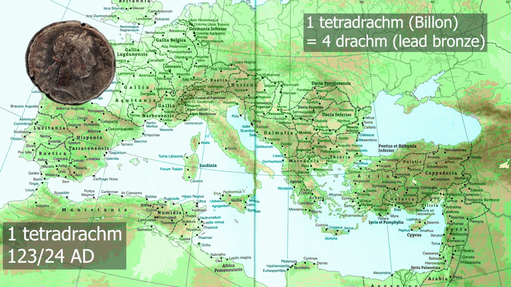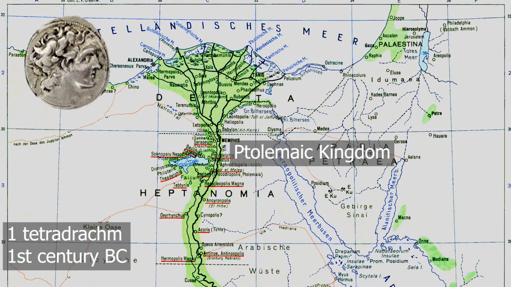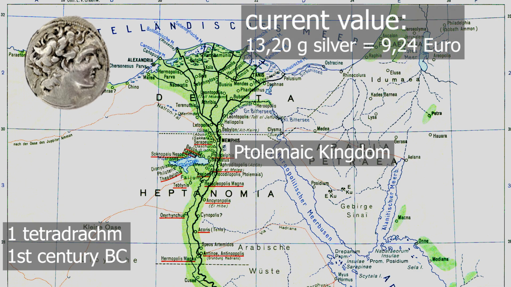It was valued at 4 single drachma, hence the name tetradrachm. This coin also comes from the Roman imperial period. The genuine silver coin is another tetradrachm, but it comes from a different era, the 1st century BC. This was before the imperial period, when present-day Egypt was not yet a Roman province, but it was a part of the Ptolemaic kingdom. This coin contains 13.2 grams of relatively pure silver.